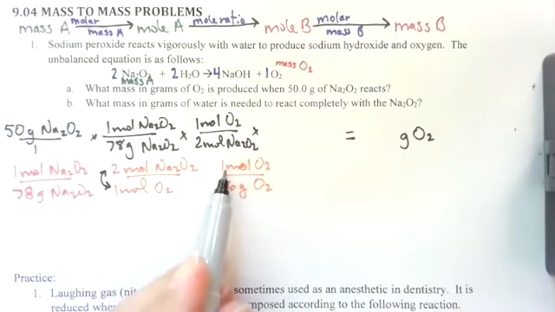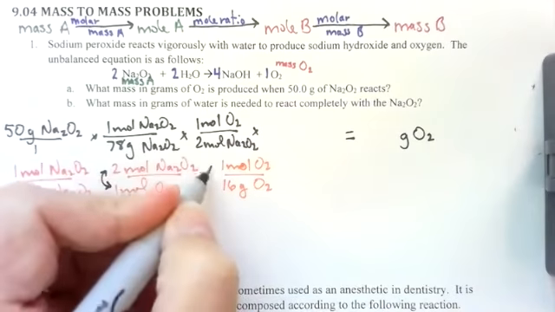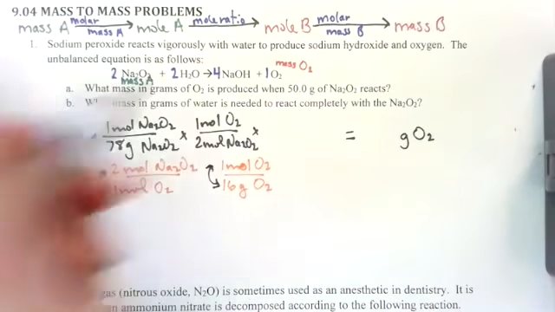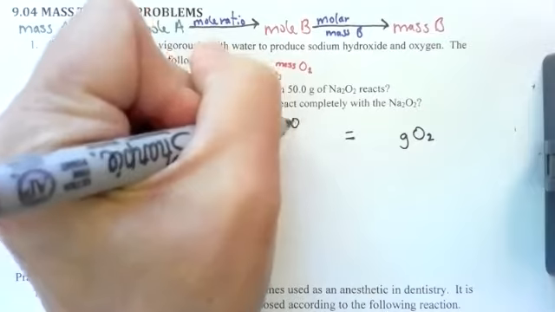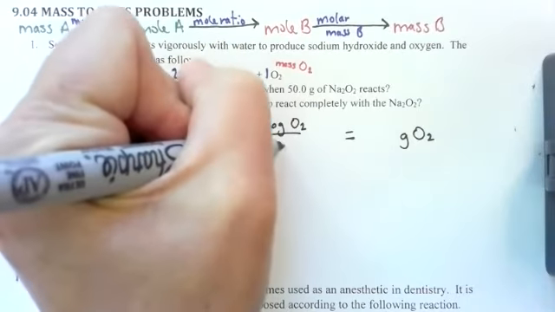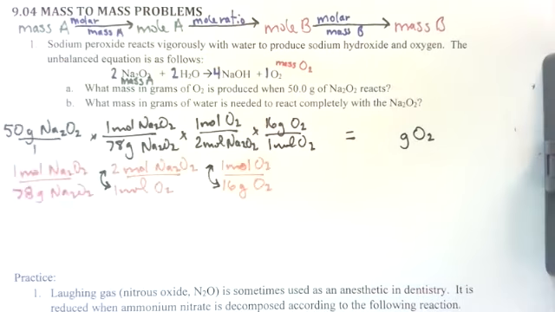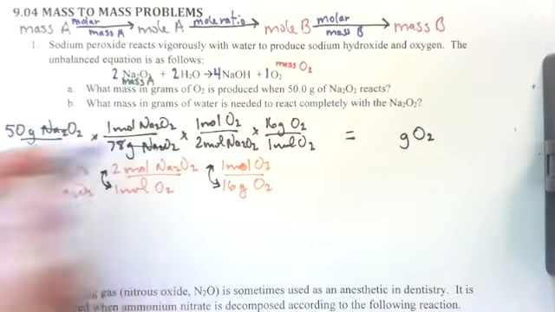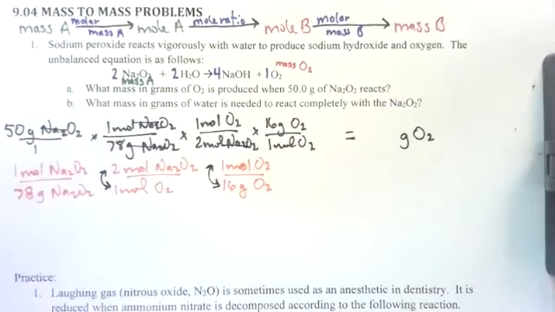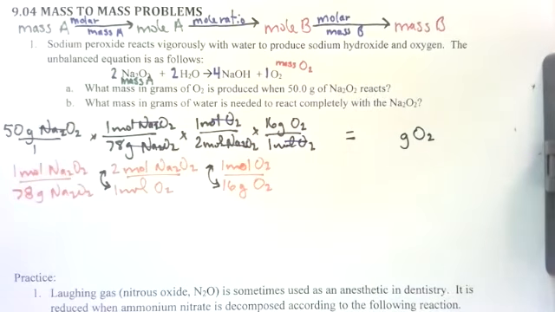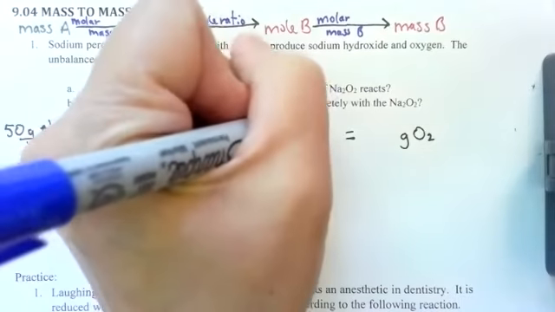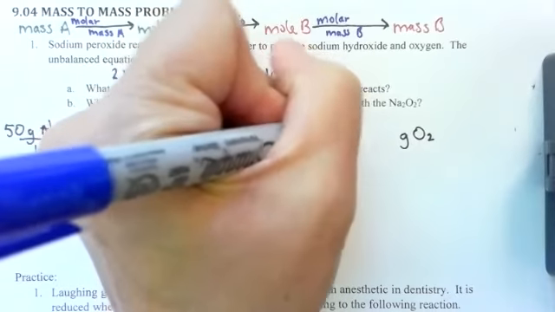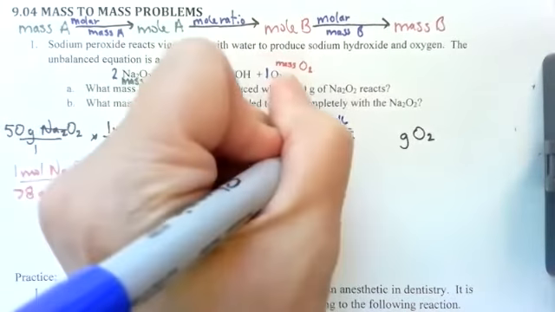For the last one, I have moles on the top, so I'm going to want moles on the bottom. So I'm going to want to flip this. I'm going to put in 16 grams of O2 over 1 mole of O2. All right, let's see if I set this up correctly. I'm going to cancel my factors now. Grams of Na2O2 cancels out. Moles of Na2O2 cancels out. Moles of O2 cancels out. So when I multiply and divide, I have 50 times 16, divided by 78 times 2.